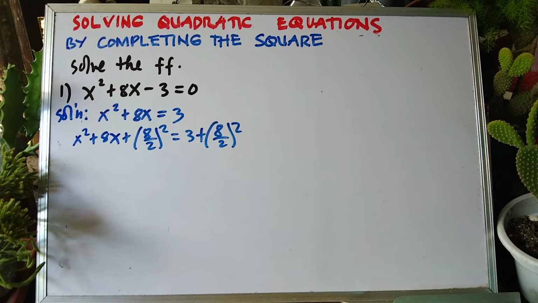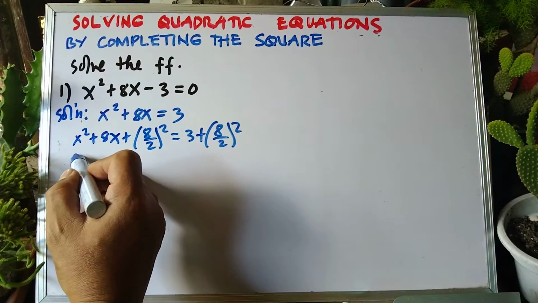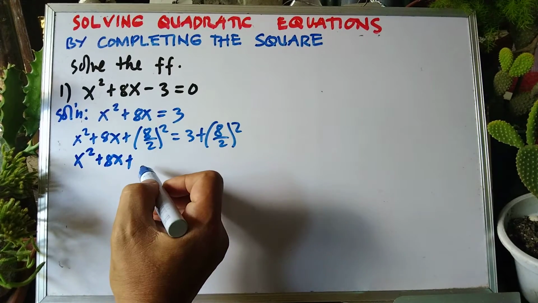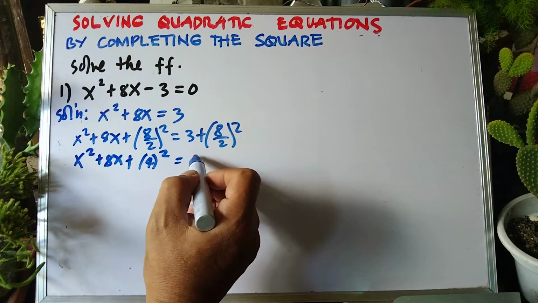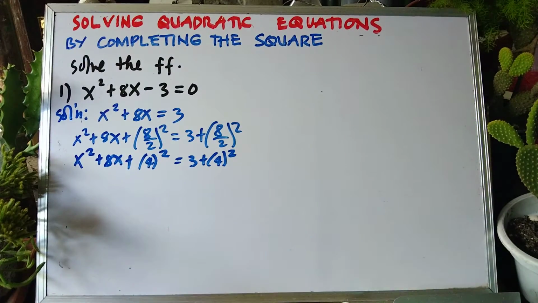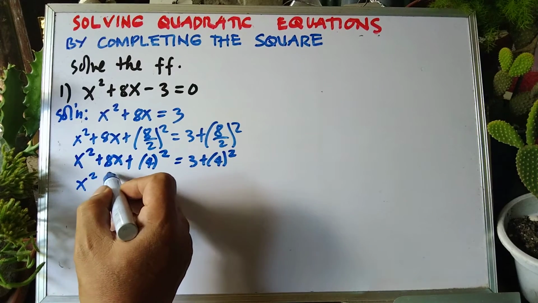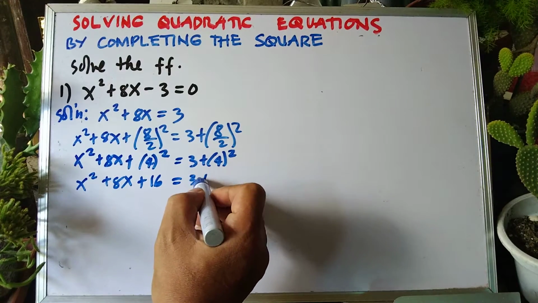By seeing this, we need to simplify further. You have x squared plus 8x plus what is 8 divided by 2? That is 4. Then squared is equal to 3 plus 4 squared. Am I correct? So, this simplifies to x squared plus 8x plus 16 is equal to 3 plus 16.